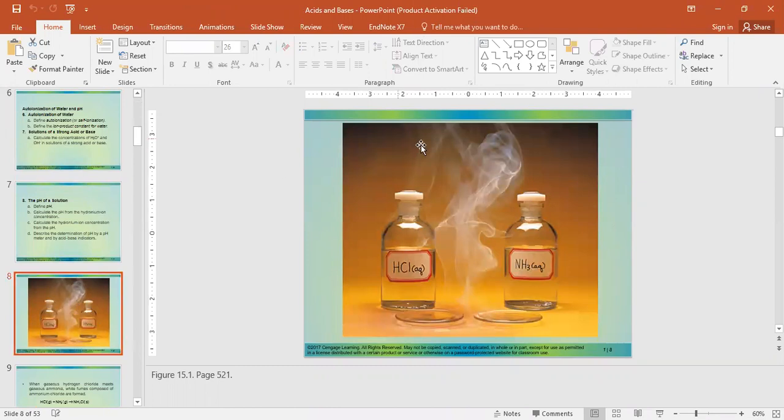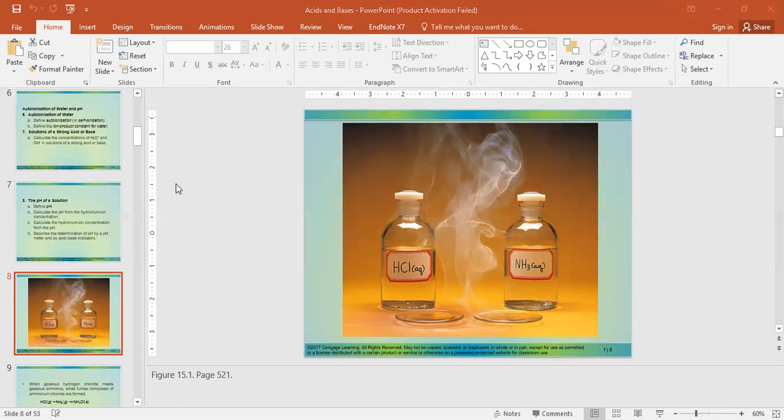What you can see here are two bottles. One is labeled aqueous HCl, and the other is labeled aqueous ammonia. Aqueous HCl is hydrochloric acid in water, and aqueous ammonia is what we call ammonium hydroxide. So this is an acid, and this is a base.